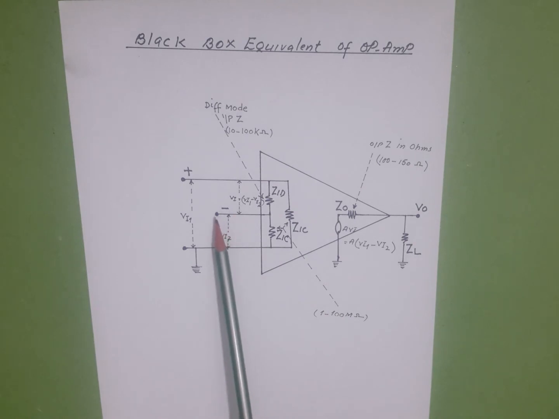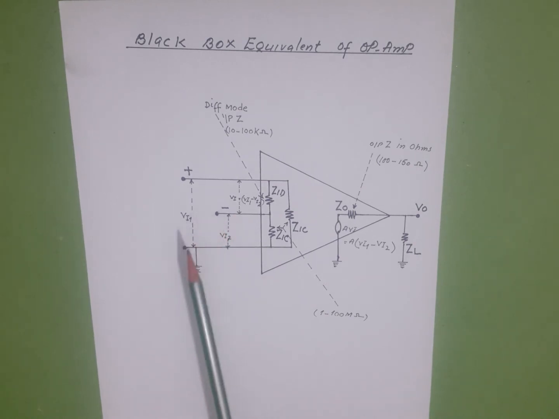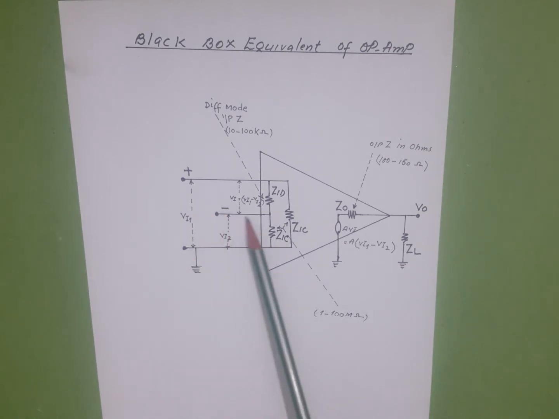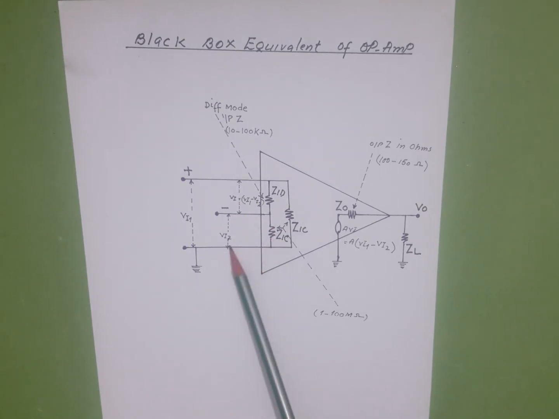V input 2 is applied between the negative terminal and ground. This is called V input 2 as the sign indicates, and it is applied across this ZIC, and the output will be amplified, but the phase will be inverted by 180 degrees.